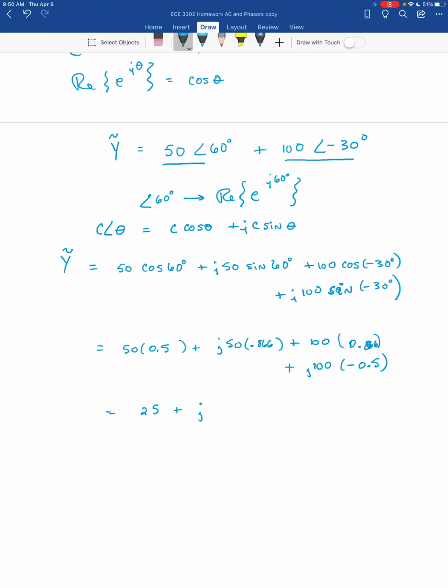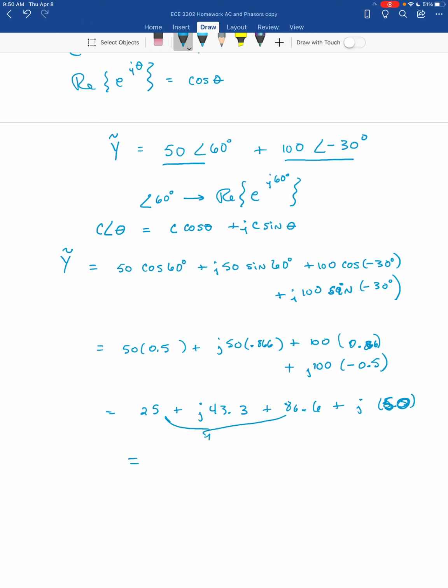Okay, so I have 25 plus j 43.3 plus 86.6 plus j, and this is not 0.5, it is minus 50.